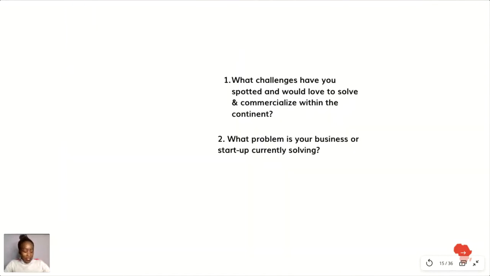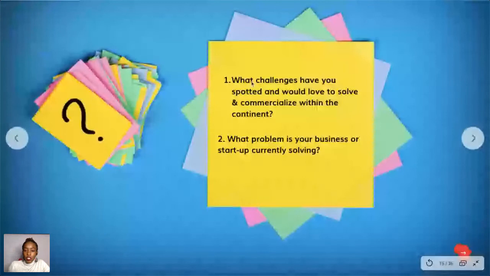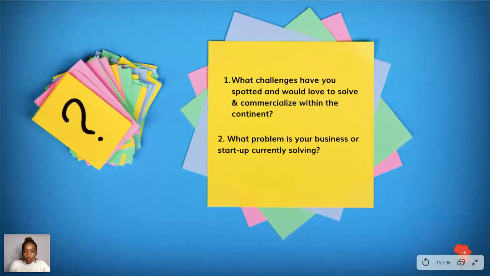All right, that is the end of section 2. And right now, I actually have a question for you. These questions are up on the question box. So what challenges have you spotted and would love to solve and commercialize within the continent? Or what problem is your business or startup currently solving? To do this, I'd like to call one of you up with me on the screen to answer this question.